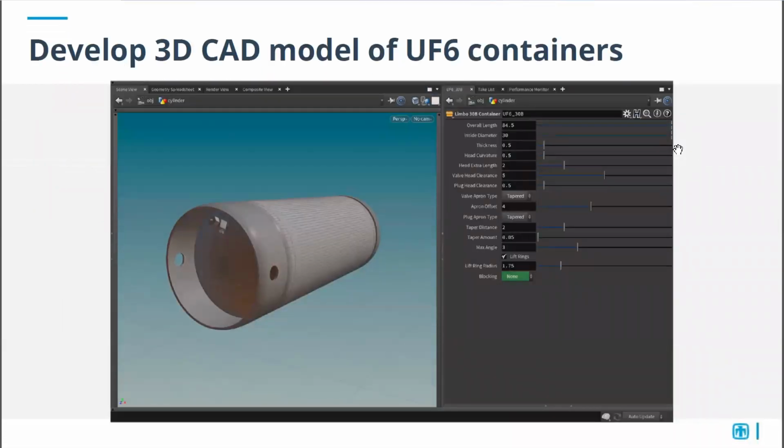So what are we doing in this area? Again, we're focusing on that open source monitoring use case, and we're developing synthetic data of the 30B, which is this type of container, and the 48, which is the bigger for natural and depleted uranium, to help develop models that can recognize these UF6 containers in the wild. We're developing them in this tool called Houdini.